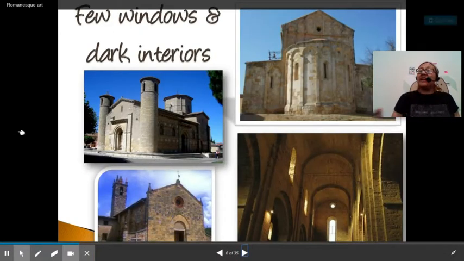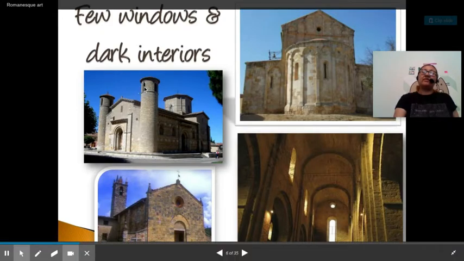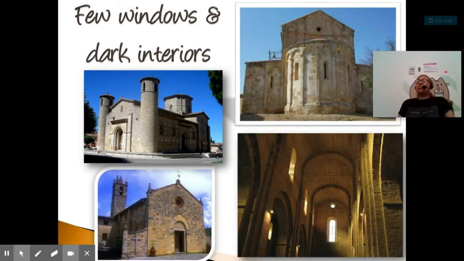And few windows and dark interiors. A lot of these places had few windows. If you look at this building here, you see a little bit of windows, and of course the archway or the doorway is semicircular. And here the windows are very small. You could see the common theme was that windows and entrances were semicircular, and there were few windows, so it was pretty much dark. Romanesque buildings were pretty much dark.